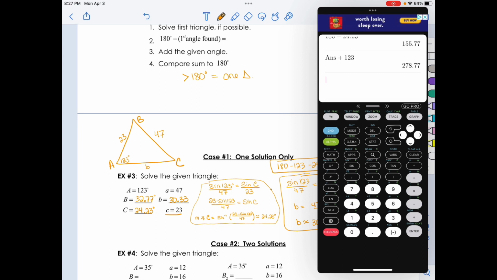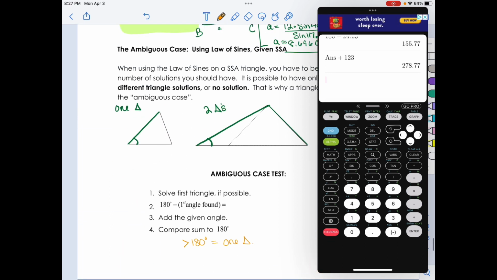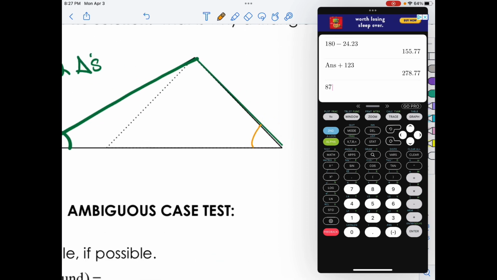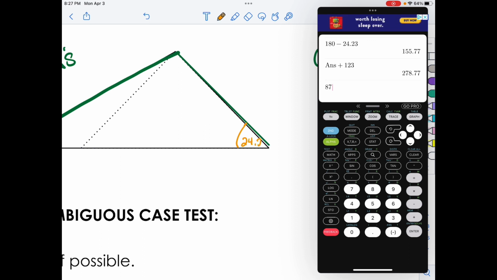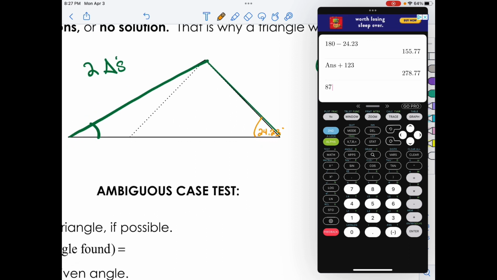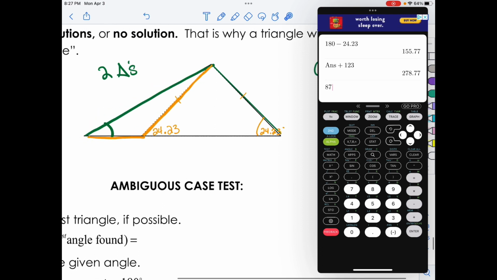Let me show you why. Coming back to this picture right here. If this angle was our 24.23 degree angle, thinking about whether the side lands here or here, that's an isosceles triangle. This is 24.23. So I'm either looking at this obtuse triangle, let me outline it for you. This obtuse triangle is the hidden second triangle. We found this big one. We're checking to see if this obtuse triangle exists.